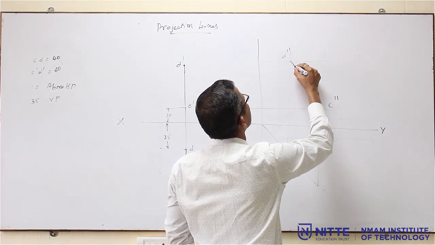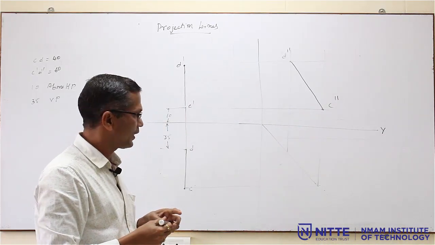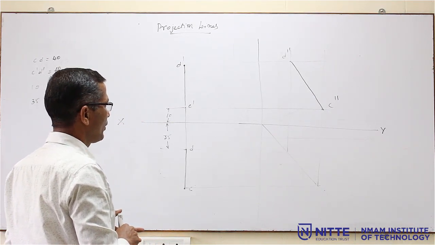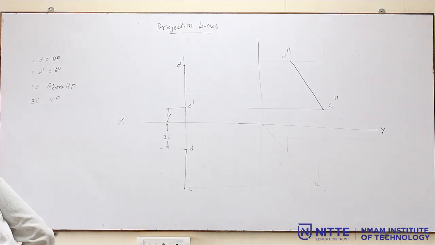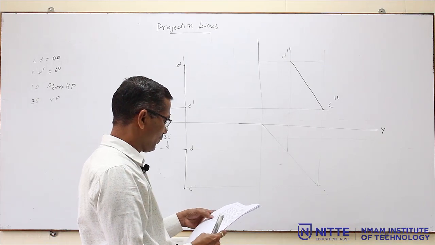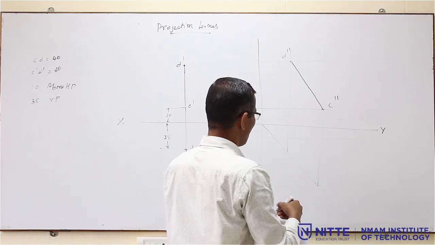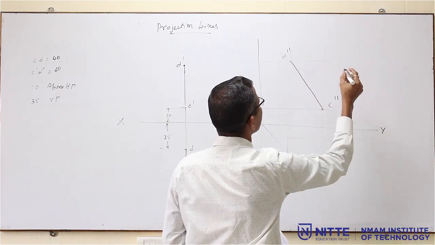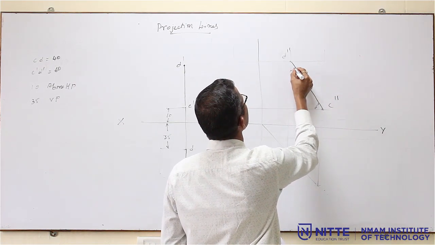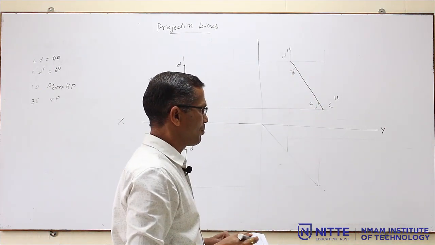Now, if you join this, this will give you the true length. In the profile view, you are going to get the true length. You have to measure this and you can answer the questions: draw the projections, find the true length and true inclinations. So, here you can measure the true length. This length will be the true length, and this is the inclination with respect to HP, this is the inclination with respect to VP, that is, this becomes phi, this becomes theta. You can measure it.